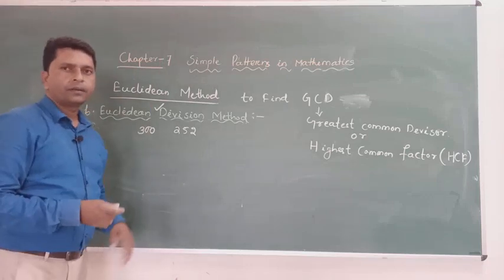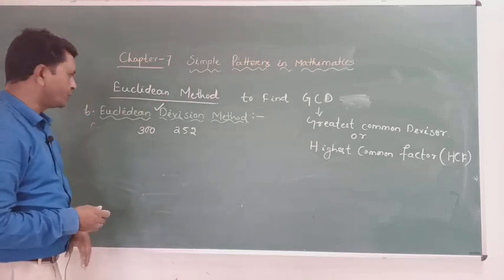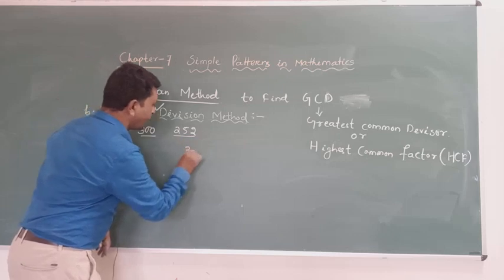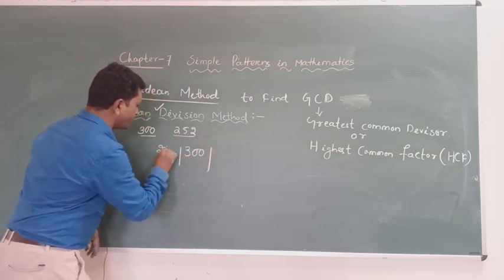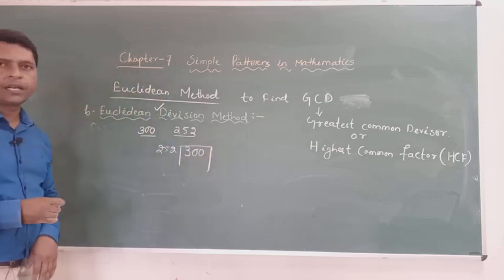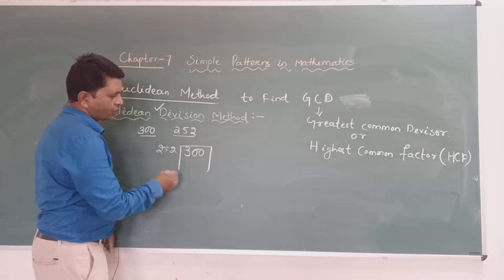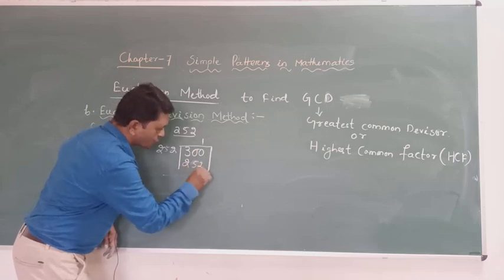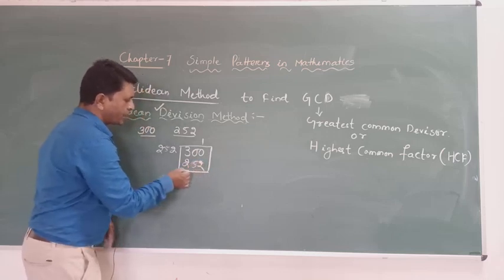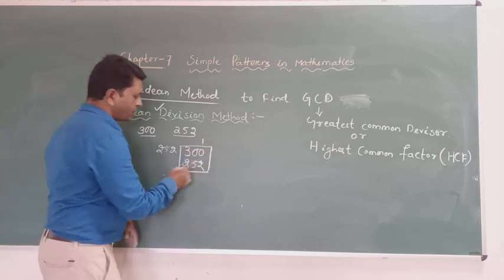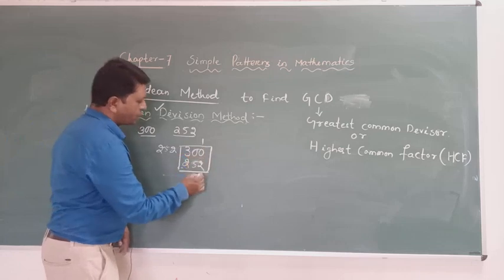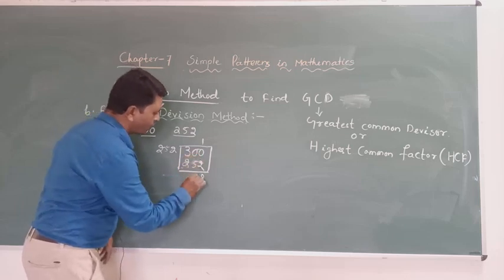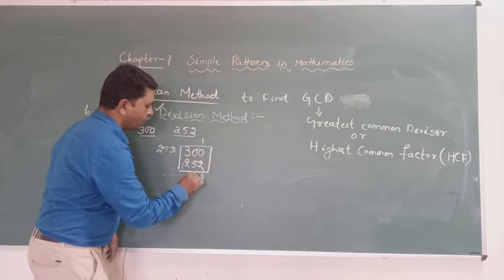One more example: 300 and 252. First divide the greatest number by the smallest number, that means 300 divided by 252. 252 once is 252, because 252 twice is 504, which is greater than 300, so we cannot take twice. Subtracting 300 minus 252, we get 48 as the remainder.